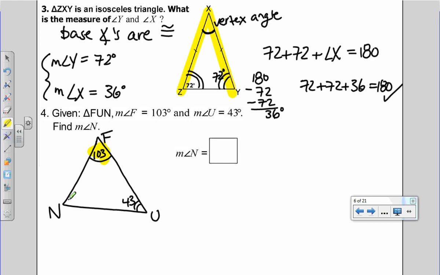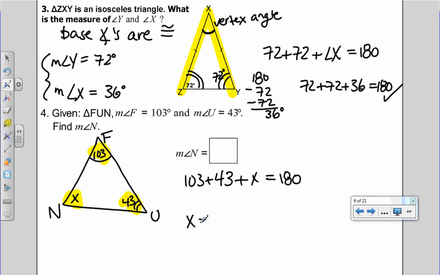I know that the three angles add up to 180. So I have 103 plus 43 plus, well, I need something to stand for this angle N. I can use anything I want. We've been using X up to this point, so I'm going to use X here. The total is 180 because the three angles add up to 180.